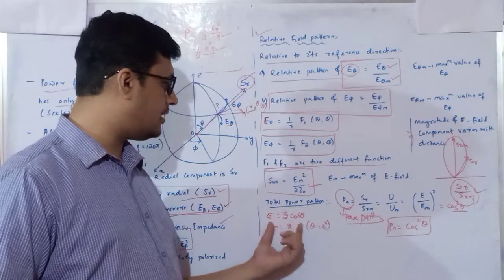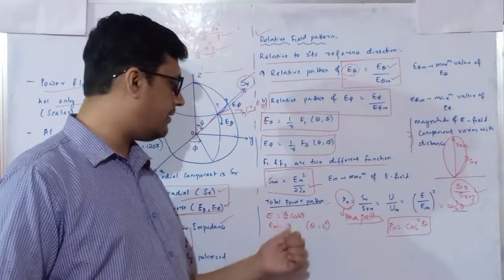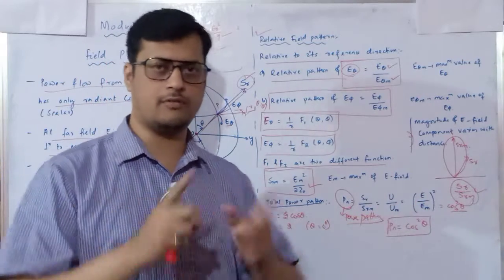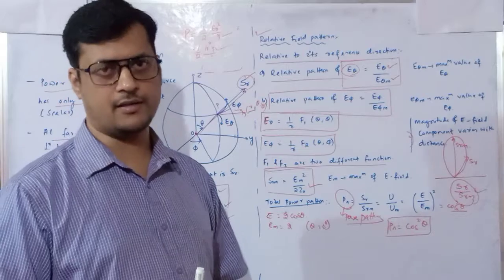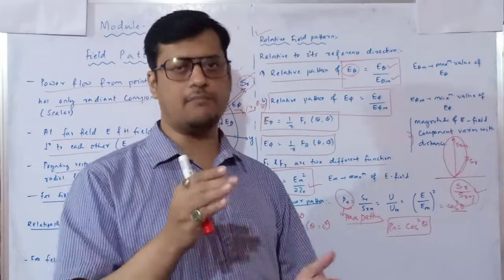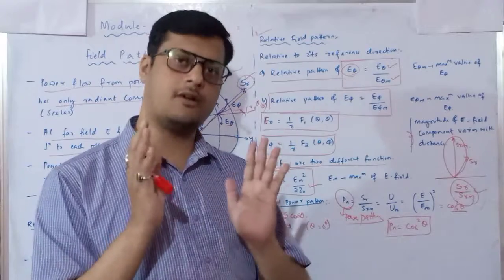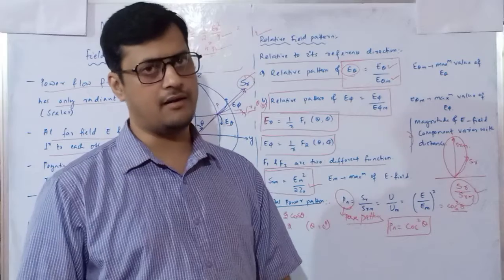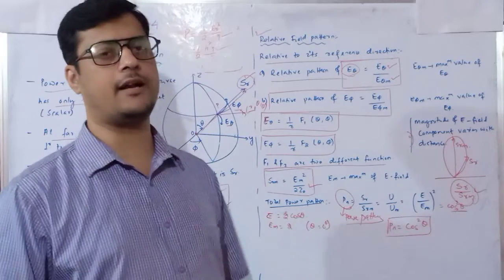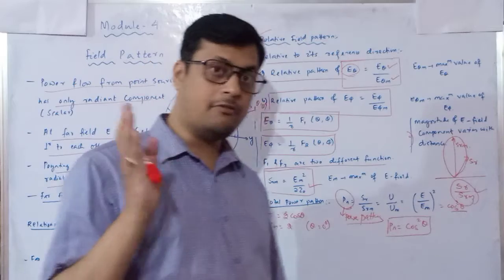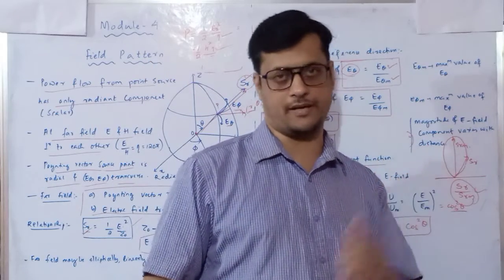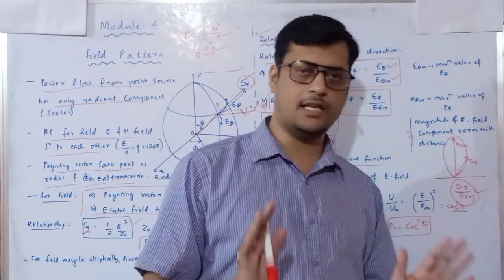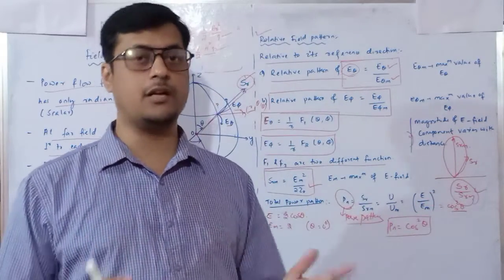Now if you substitute this here, E divided by EM, the 2 will cancel out, you will get cos theta, and cos theta whole square. So that is the power pattern. If it is only cos theta, E by EM, then it is called the relative field pattern. But if you square it, you get the power pattern. These are the simple steps to identify the difference between the field pattern and the power pattern. If it is a field pattern, it is only cos theta, E by EM. But if it is a power pattern, you need to square it.